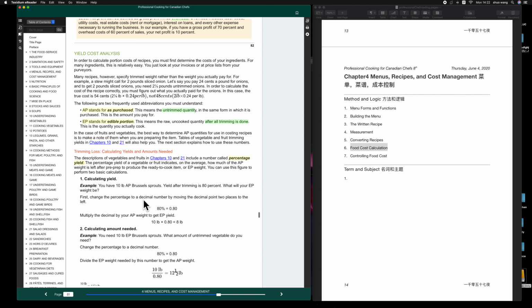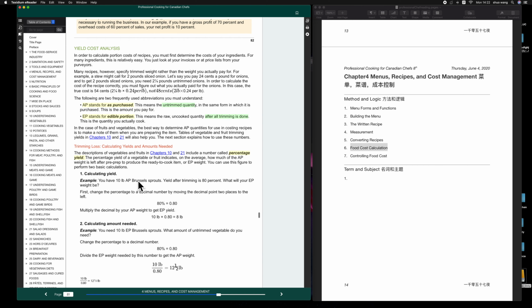The descriptions of vegetables and fruits in Chapters 10 and 21 include a number called percentage yield. The percentage yield of a vegetable or fruit indicates on average how much of the AP weight is left after pre-prep to produce the ready-to-cook item, or EP weight. You can use these figures to perform two basic calculations.